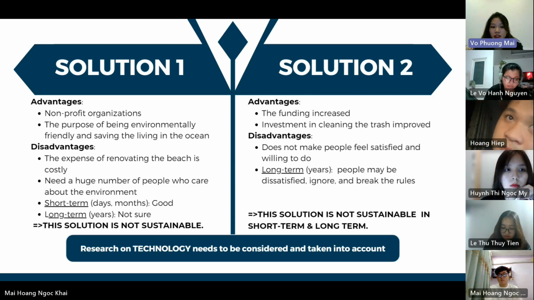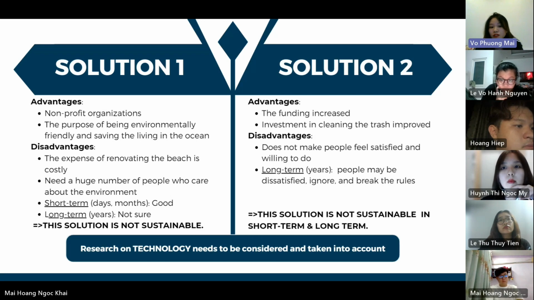At the second solution, about the advantage: when you apply the fine, the funding will be increased so that the investment in cleaning the trash will be improved. However, it has disadvantages too, because the project does not make people feel satisfied and willing to do it. In the long term, people might be dissatisfied with the solution, leading them in the future to ignore and break the rules. This solution is not sustainable in the short term or the long term. The reason why is that this solution goes in a circle and does not lead to a clear sustainable solution.